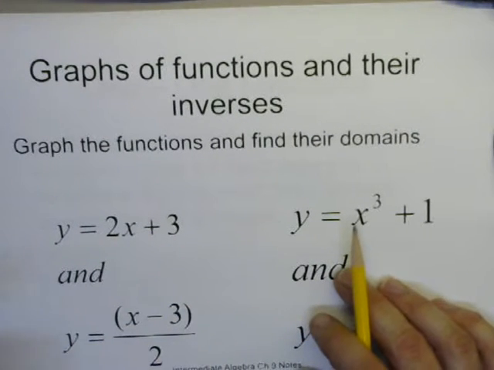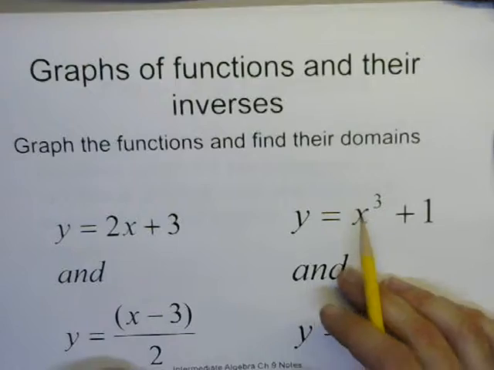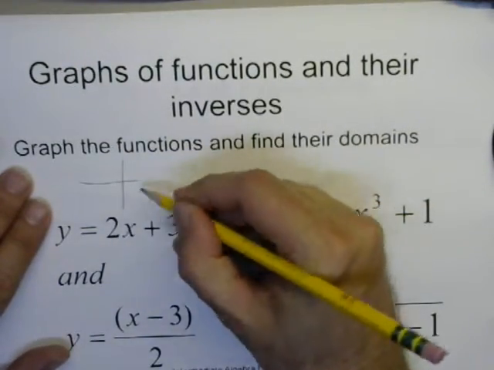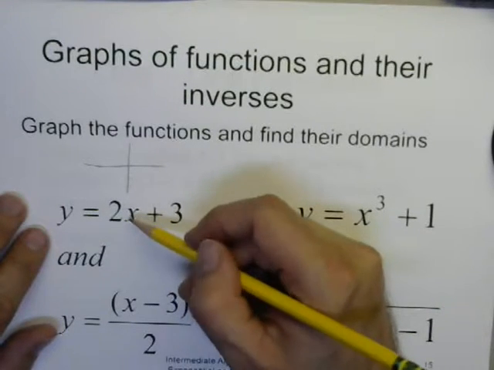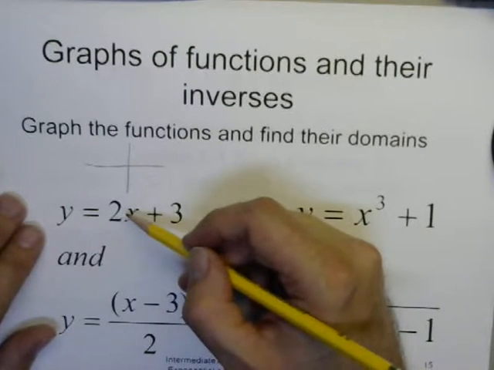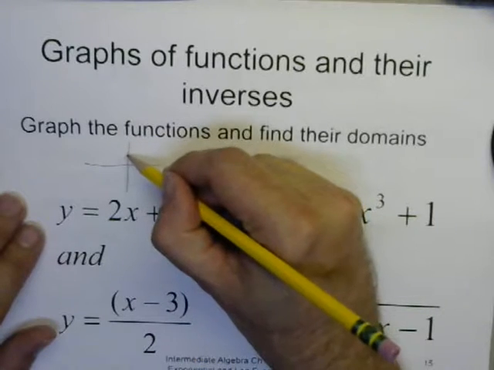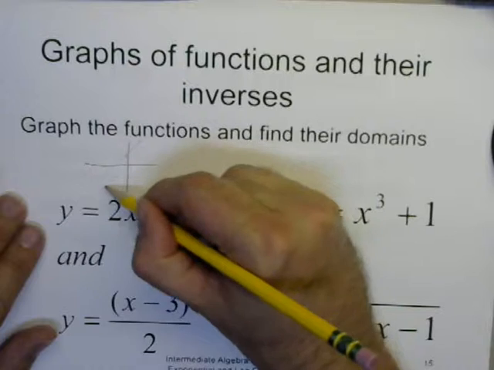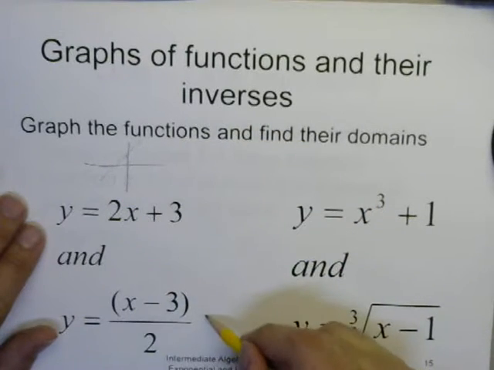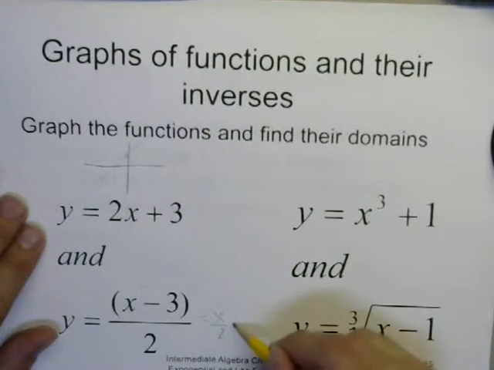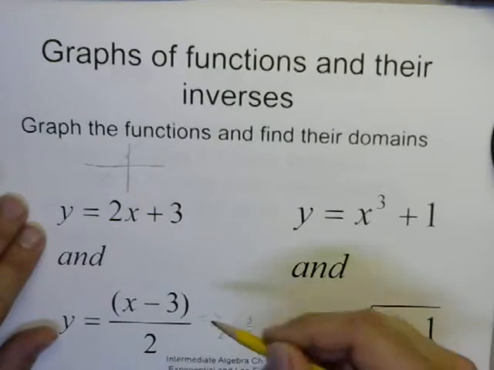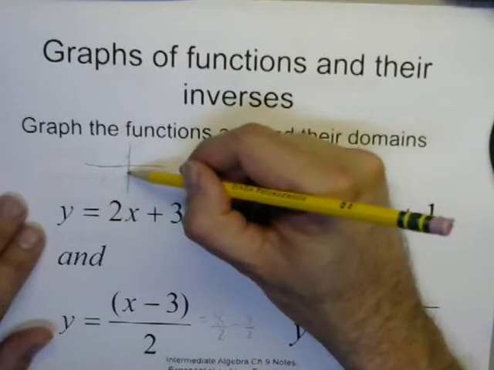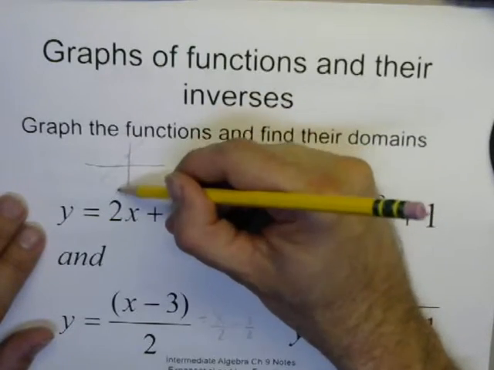But let's say that you wanted to graph these functions to show that they're inverses of each other. If you were to graph this function, this would just be a straight line that goes through 3 on the y-axis and has a slope of 2. So it's going to look like that. And if you look at this function, you can rewrite this as x over 2 minus 3 over 2. That would be the function that goes through negative 1.5, and it has a slope of 0.5.